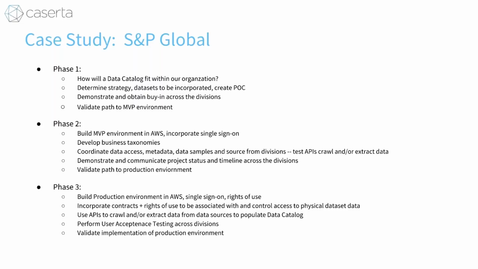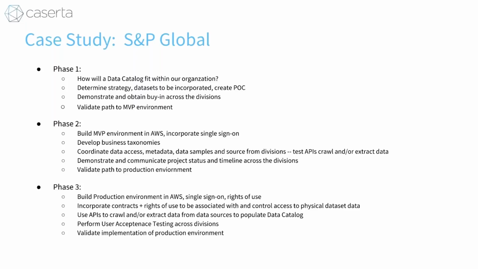We took that MVP environment and used that as a basis to build out the last requirements. We decided that we wanted to incorporate a rights of use into that environment so that physical data could be controlled based on an individual user and metadata about that user. Some simple things such as the department that they were in, the office they were in, the type of user that they are, be it an employee or a non-employee. We use that as a basis.